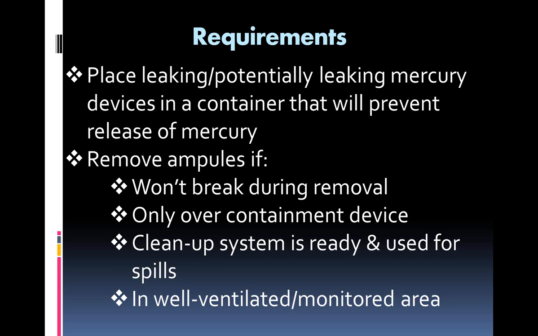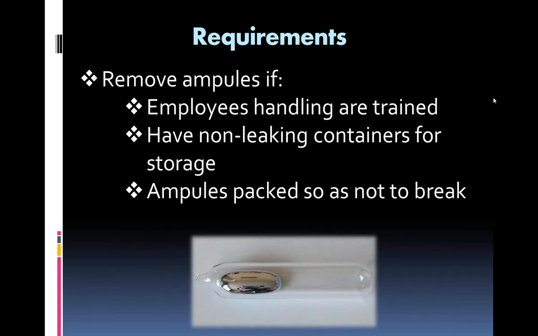So you can only remove them from the device if they won't break during removal, if you're only over a containment device, and you have to have a cleanup system ready for spills and be in a well-ventilated and monitored area. So basically you don't want to be trying to pull an ampule out of something and have it break and then not have some way to collect the mercury and be in an area where you're going to breathe a lot of it in or something. You want to make sure that all these requirements are met so that if something does go wrong, you can still contain the mercury pretty quickly.